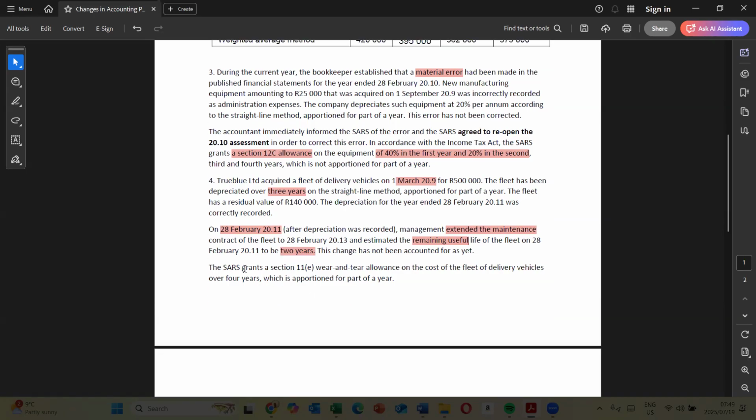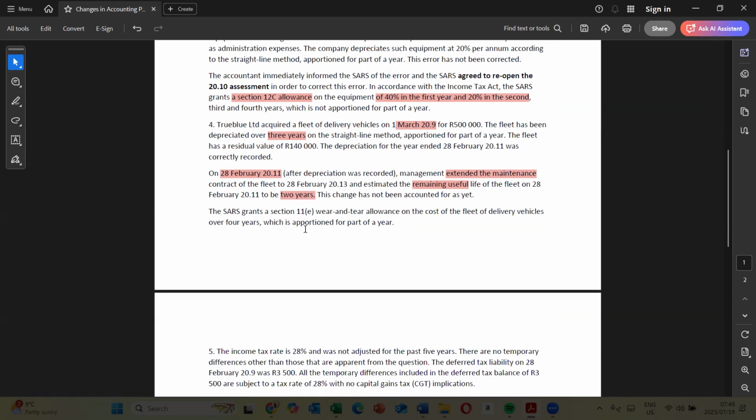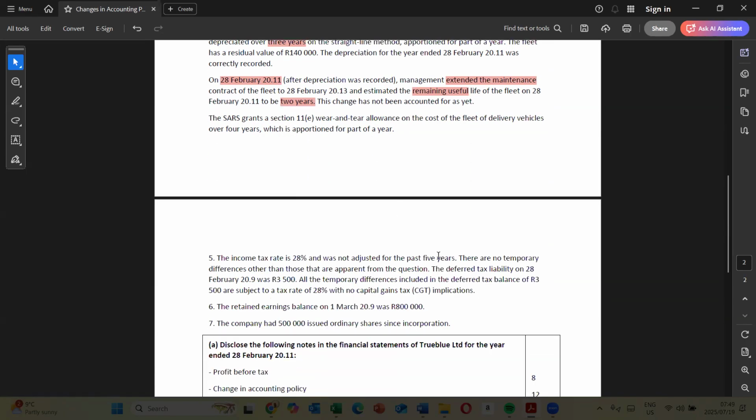Right. The SARS grants a Section 11E wear and tear allowance on the cost of the fleet of delivery vehicles over 4 years, which is apportioned for part of a year. The income tax rate is 28% and was not adjusted for the past 5 years.